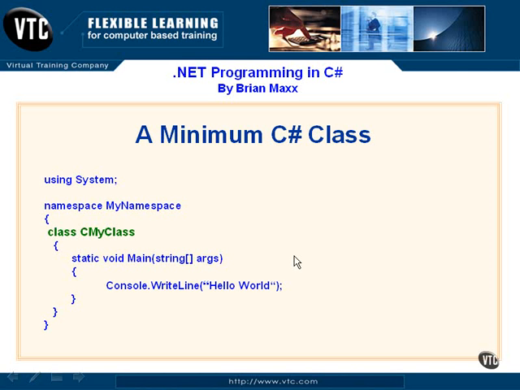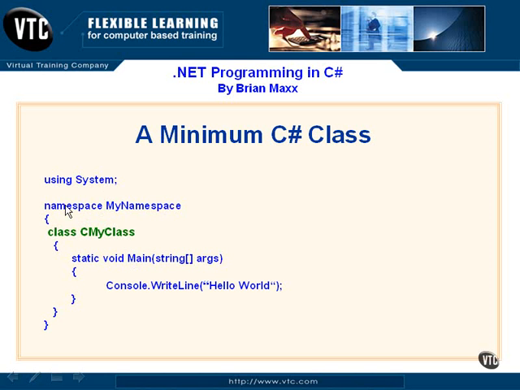Let's look at a minimum C# class, just a basic class. Normally we have our system namespace here, using System; Then we have a namespace, and within a namespace you can have one or more classes. Like I said, one class per file in the directory structure, but the namespace can have many classes.